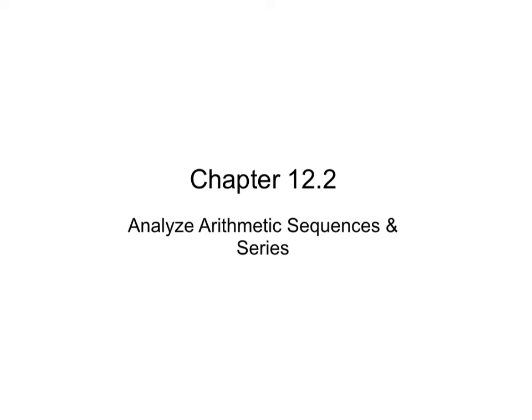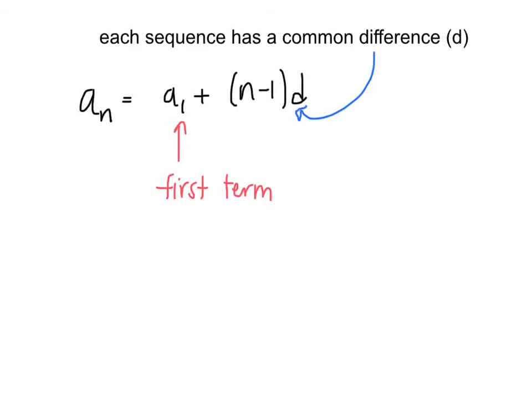Hey, this is chapter 12.2. We're going to be analyzing arithmetic sequences and series. So in an arithmetic sequence, we have a common difference, or d. So a series, for example, could be 2, 5, 8, 11, in which our common difference is 3. So between each number, we have 3.